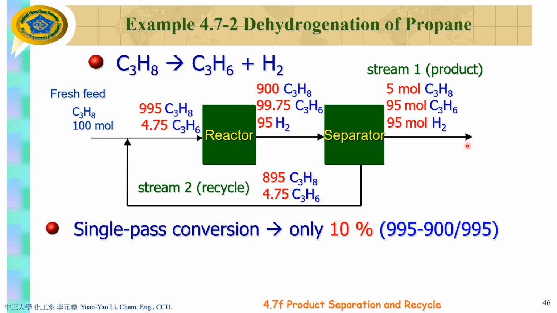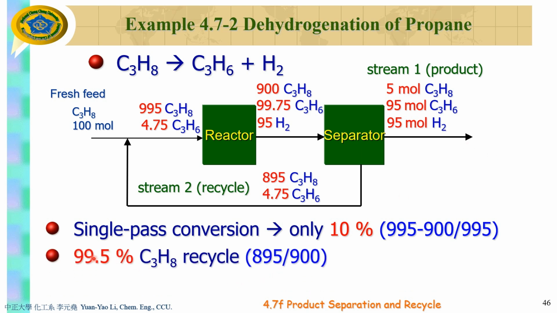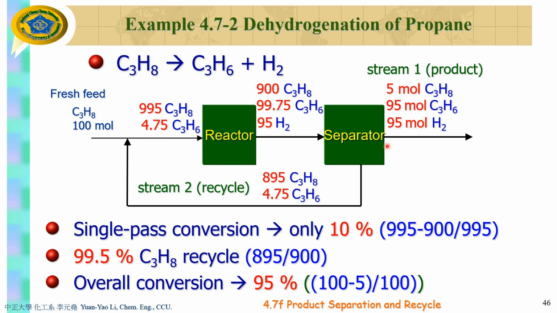However, 99.5% of the C3H8 is recycled. So this 900 becomes 895 and 5 moles. So this separator is very good. Most of them recycle, only a little bit comes out. So you have a very bad reactor, but you have a very good separator. And as a result, you get a very good overall conversion.